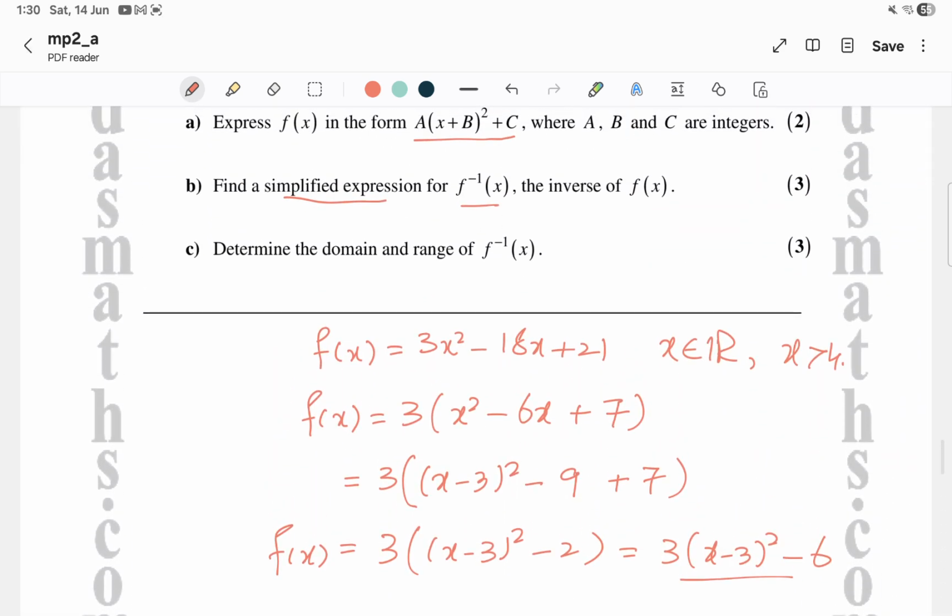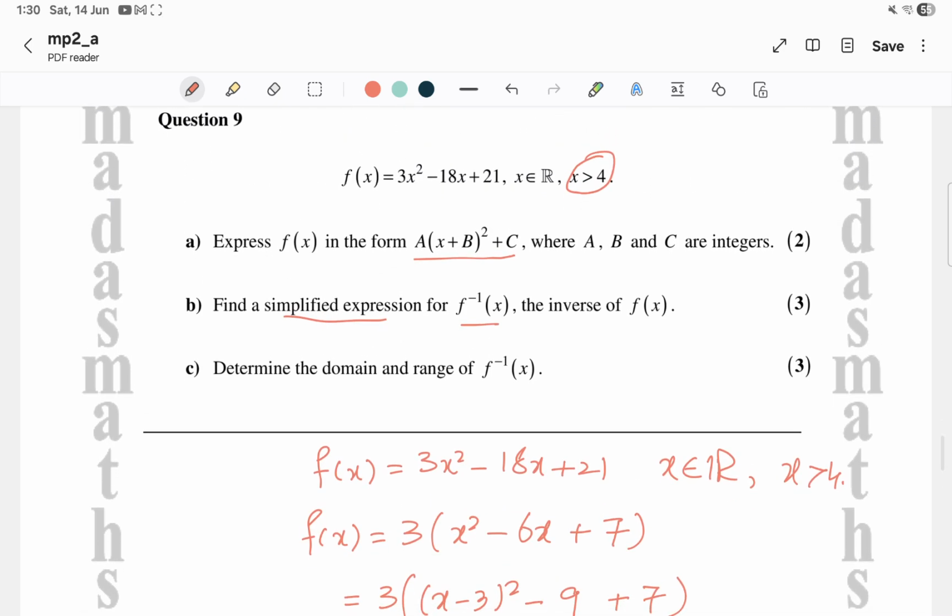Now the next part is to determine the domain and the range of f inverse of x. Since the domain of f of x is x greater than 4, it means the range of f inverse of x should be greater than 4, because the domain of f of x is the range of f inverse of x. Now we need to figure out the domain of f inverse of x.